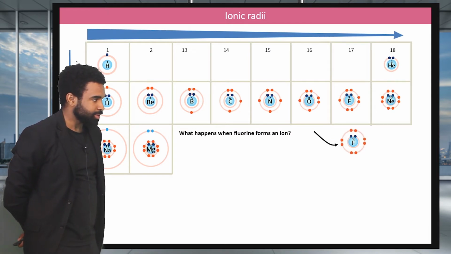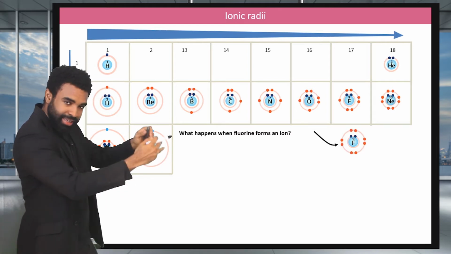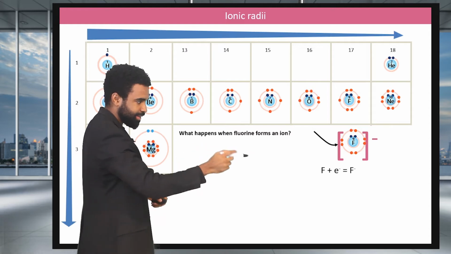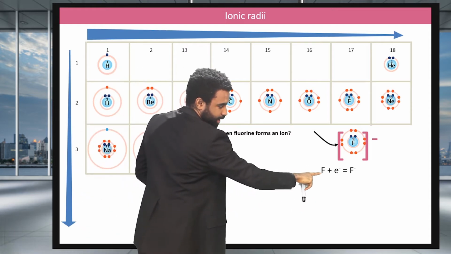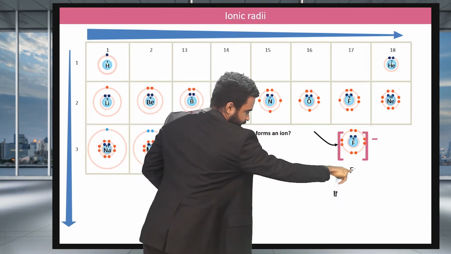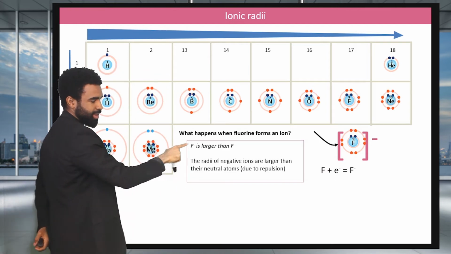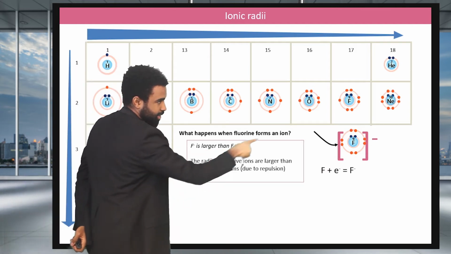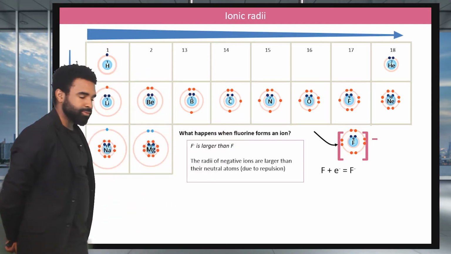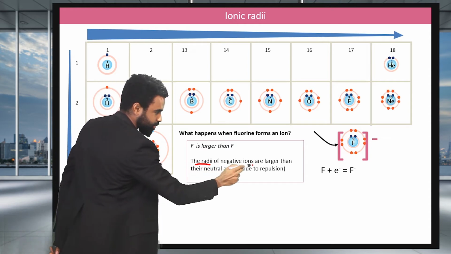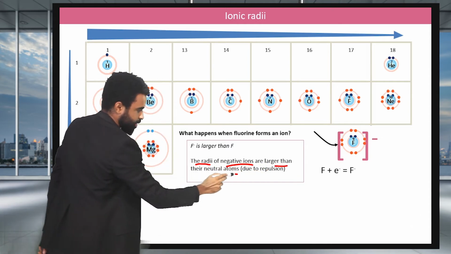Well, that's what happens, right? So we notice that the radius has gotten larger, right? So we could write this as a neutral F atom gains an electron to form an F minus ion, right? What we notice is that F minus, or the anion, is larger than the neutral atom of F. So here's our principle then. The radii of negative ions are larger than their neutral atoms.